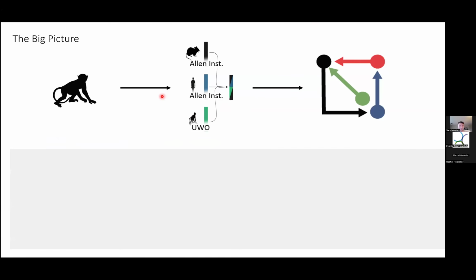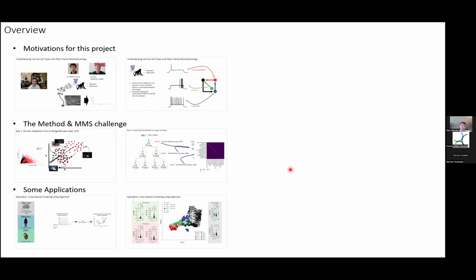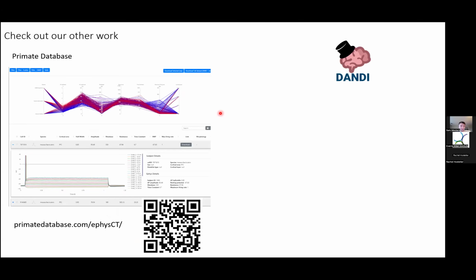Okay, so overall, I showed you how we could take our data, merge it with the Allen Institute, and provide labels. And I also showed you that there's possibly specific subpopulations of cell types with divergent properties. And then overall in the talk, I talked about my motivations for this project, how the method works, and then some applications. And I just want to do a quick shout out.